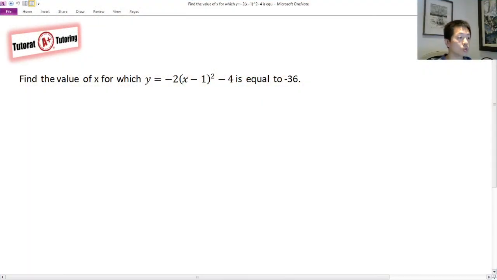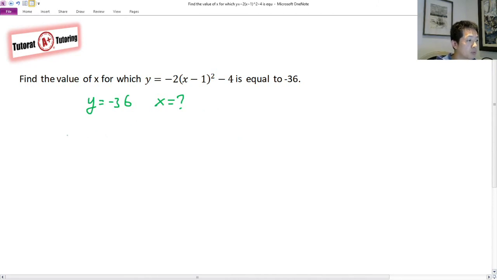In this example, I'm going to show you how to solve a quadratic equation in the standard form. Okay, so find the value of x for which y, in this equation, is equal to minus 36. So all I need to do is set y equal to minus 36, and find my value of x. This is what we really want to do.